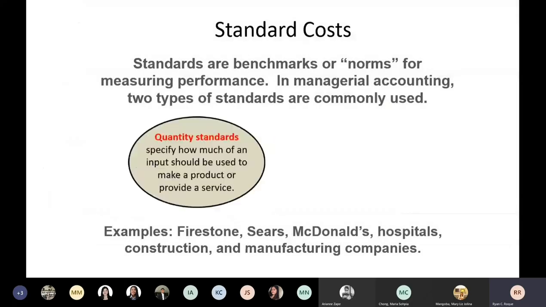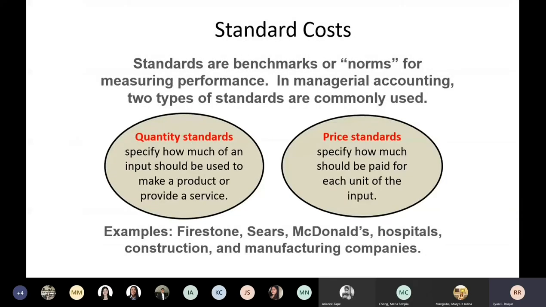So we will now proceed with the discussion ng standards. Okay? So sabi natin, standards are benchmarks or norms for measuring performance. So in managerial accounting, we have the quantity standards and price standards. Pag sinabi natin quantity standards, depende kung materials ba to, labor ba to, o overhead ba to, quantity ang pinag-uusapan. Kung price standards naman, kung materials, yung price ng materials. Kung labor, yung rate ng mga workers natin. Kung overhead, kung ano ba yung rate na ginagamit natin sa overhead.